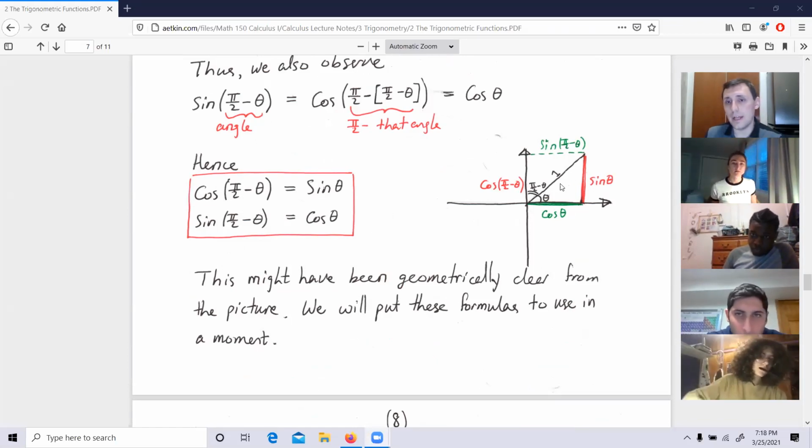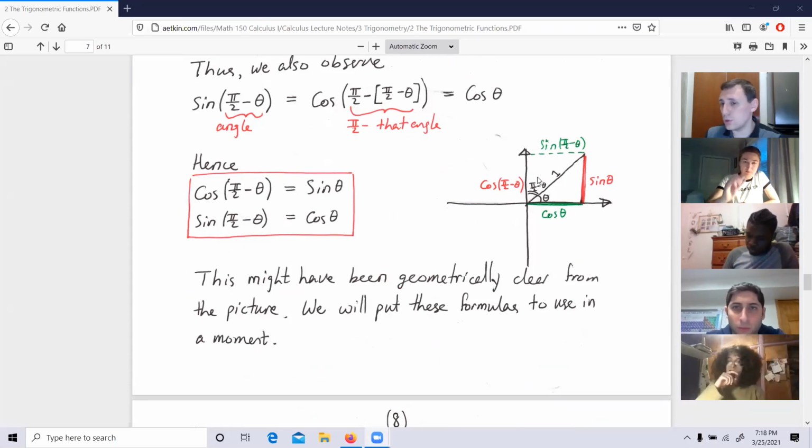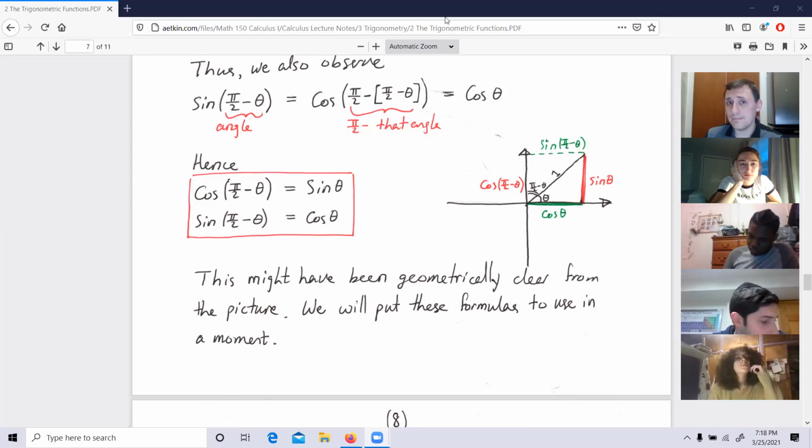If I draw an angle of theta, and I just decided to draw it in the first quadrant, I mean, you can try drawing it in other quadrants. If theta is in the first quadrant, this is the picture. So this is theta. This angle is pi over 2 minus theta. Yes, pi over 2 minus theta is this angle. So what do I have? I have that this is sine and this is cosine.